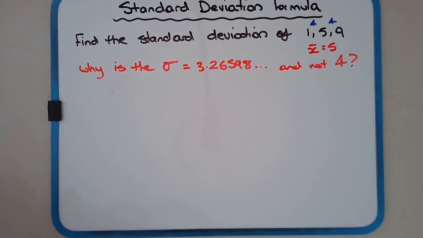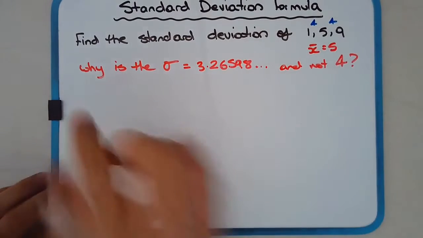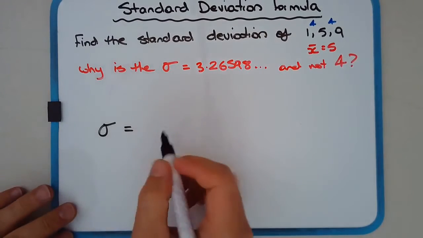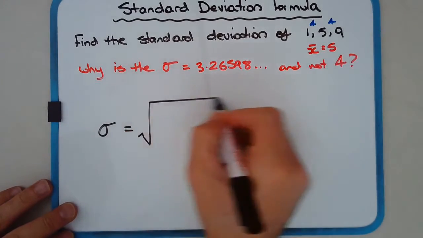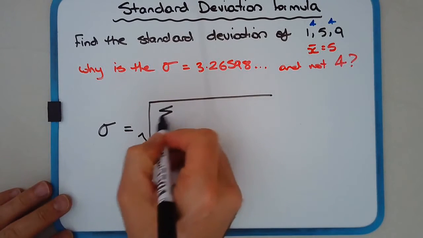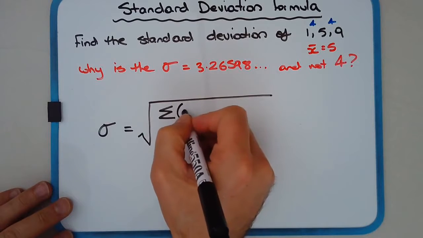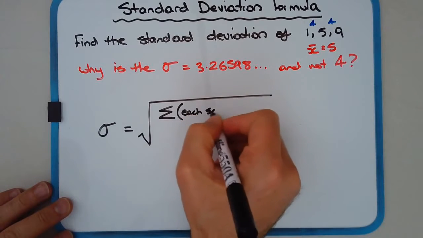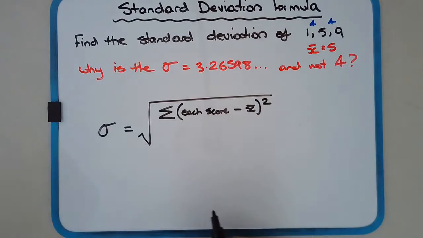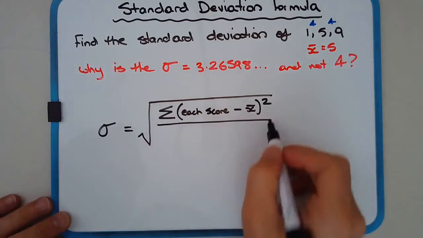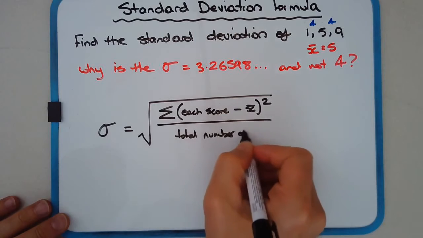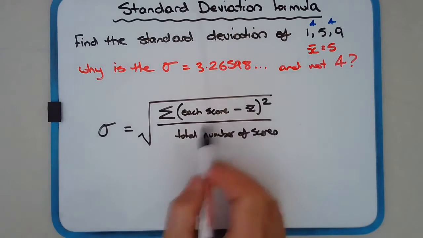It might look a little bit messy, what I'm about to write next. The standard deviation formula looks something like this. The standard deviation is equal to the square root of the sum of each score minus the mean of those scores, squared, over the total number of scores. Kind of looks like a bit of an average, doesn't it?